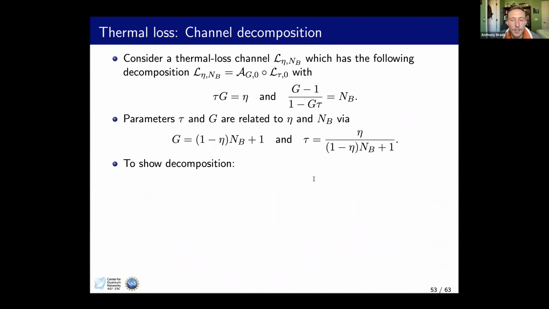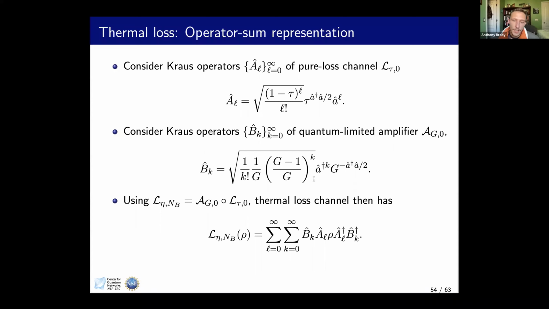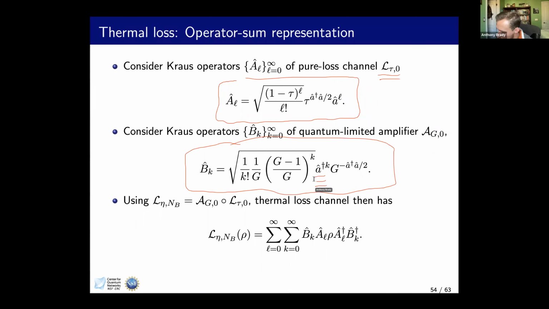Okay, yeah, next slide, please. Okay, this is a little more complicated, but this is why that decomposition is useful. If you remember from before, you probably don't because it's slightly complicated, the Kraus operators for a pure loss channel are given by this complicated formula. You can also write down the Kraus operators for the quantum limited amplifier. It's a bit similar actually to the pure loss, that's right here, but now we have an A dagger instead of an A. That's because for the amplifier we're adding photons, where for the loss channel we're taking away photons.